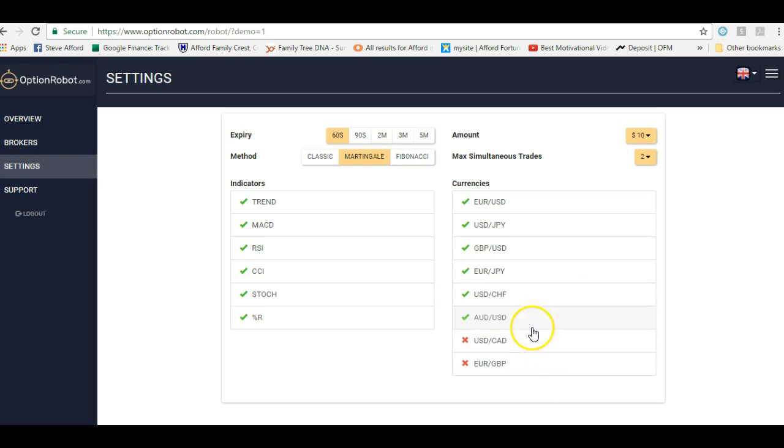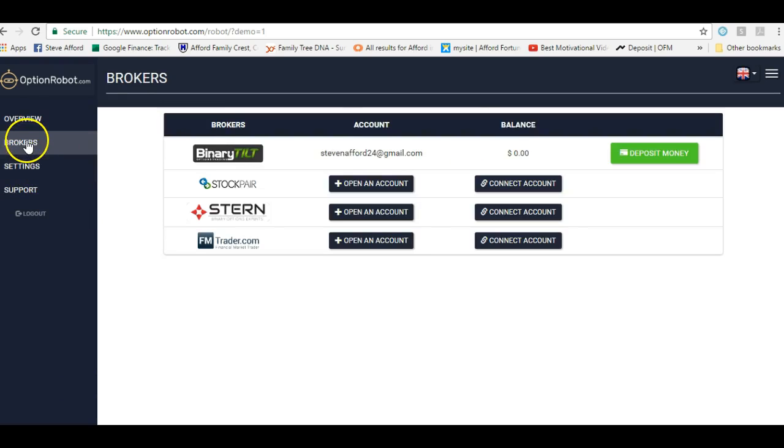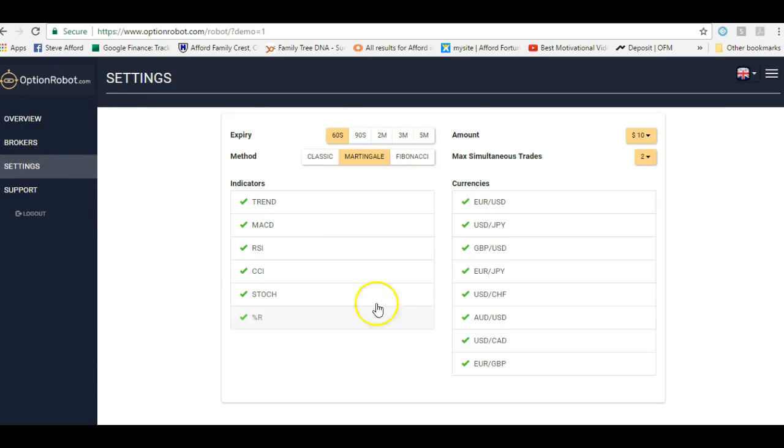Oops, there we go. See what happens? Just because I changed something somewhere here, all my setting has been taken off, so I've got to reset it. I don't like martingale, so I'm going to go Fibonacci. And then as you can see, I like MACD. If you follow these sort of settings, you'll do pretty well.